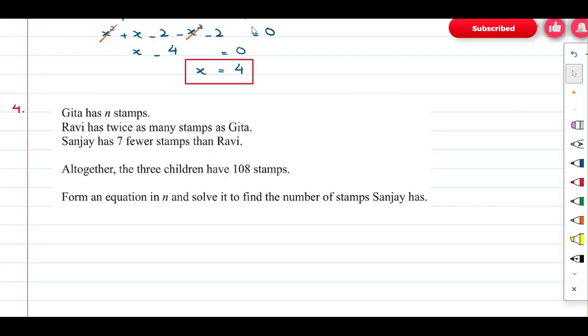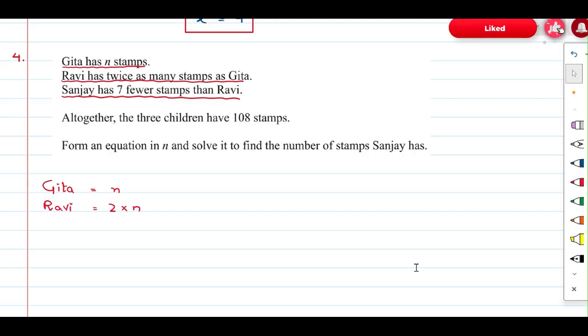Let's practice one more word problem. Geeta has n stamps. So the total number of stamps Geeta has is n. Ravi has twice as many stamps as Geeta. So Geeta has n stamps, and Ravi has twice as many stamps as Geeta. Sanjay has 7 fewer stamps than Ravi.